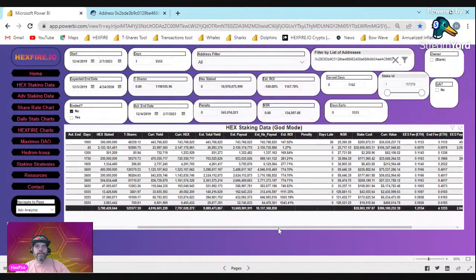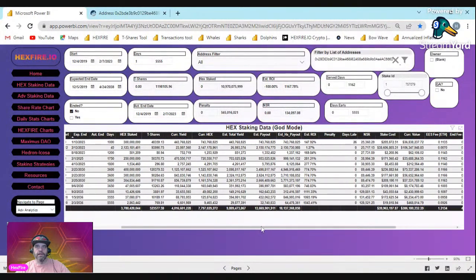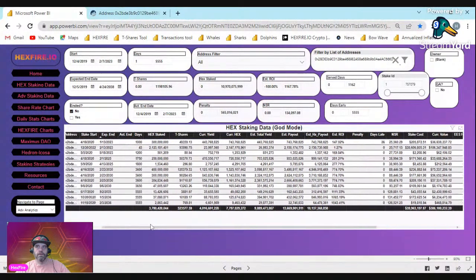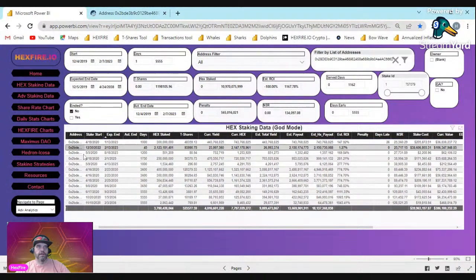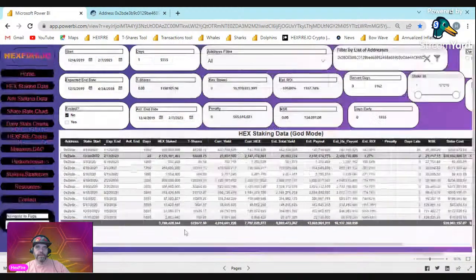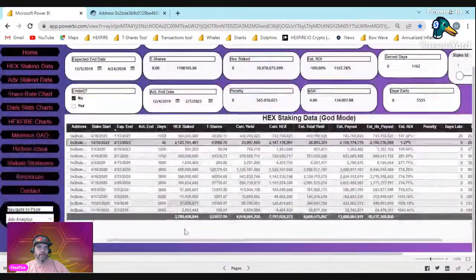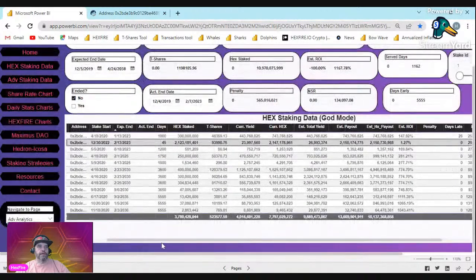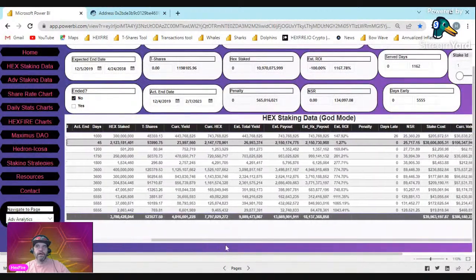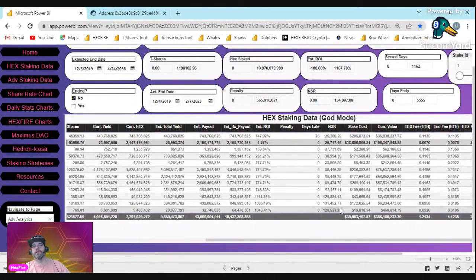But the one we really want to look at is this one here. All right. And if we look at this, give it a little highlight. Let's increase the screen size a little bit. Scroll down. We can see all the stats on this guy, including the new share rate calculation.